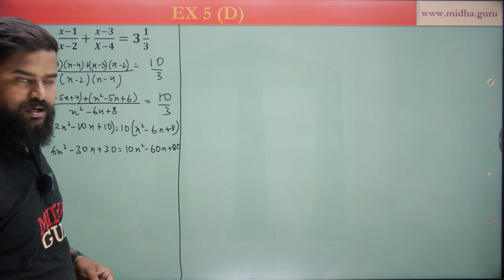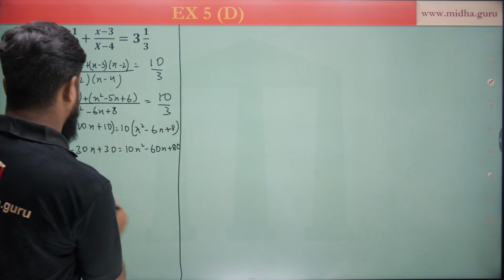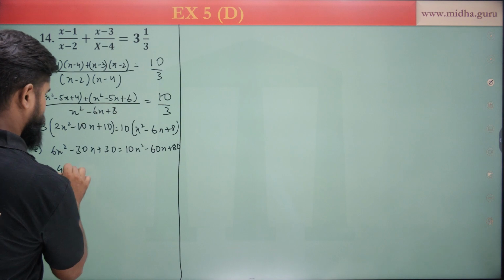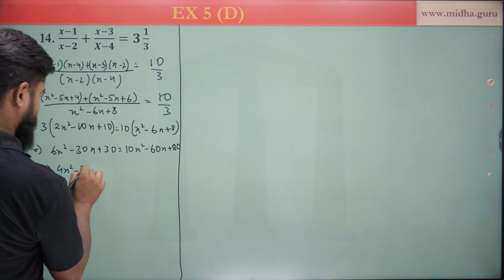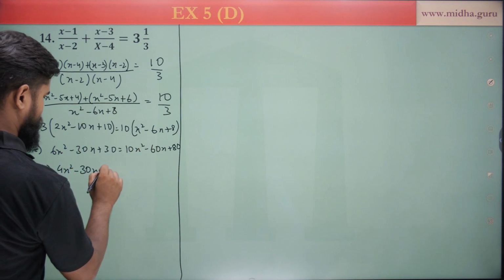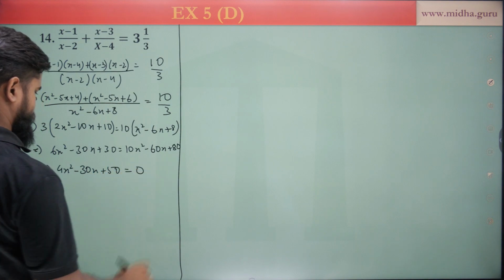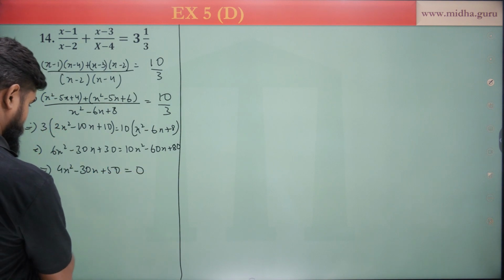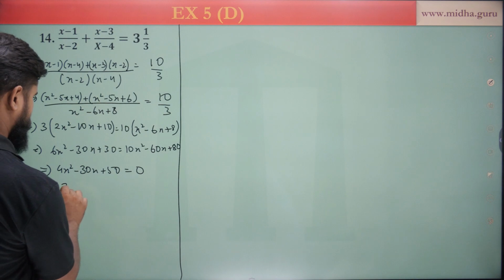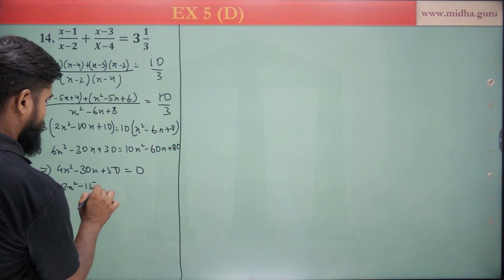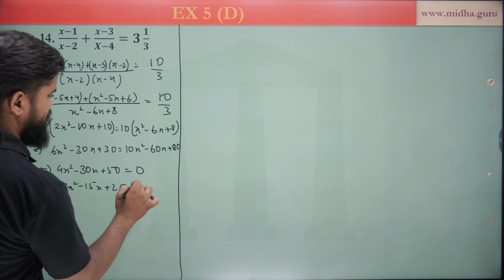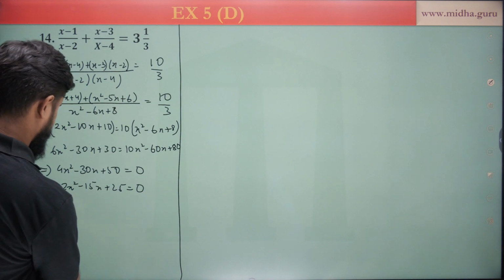Now again we'll bring all the terms to any one side of the equation. We get 4x squared minus 30x plus 50 is equal to 0. We can divide this entire equation by 2. We'll get 2x squared minus 15x plus 25 is equal to 0.